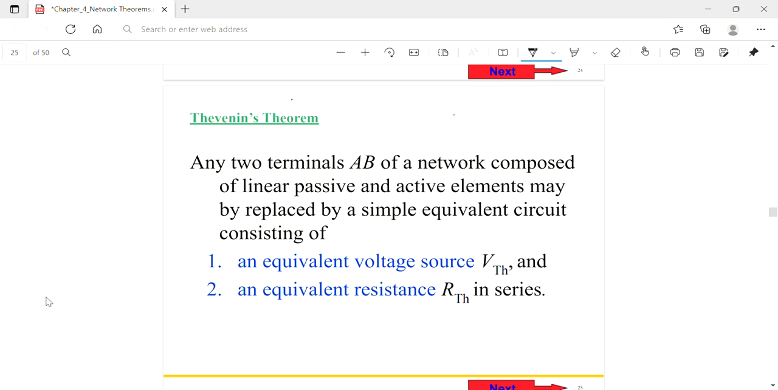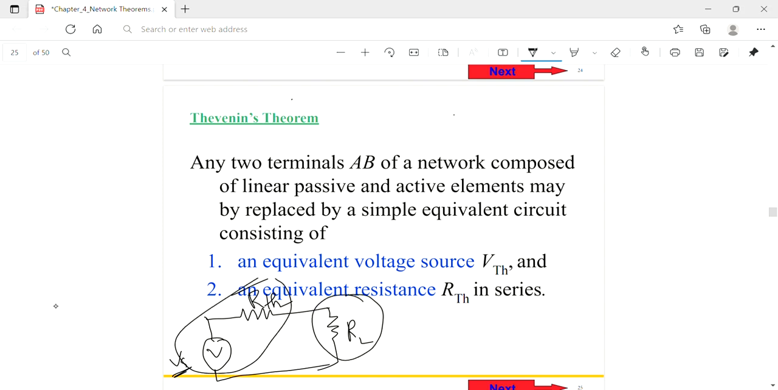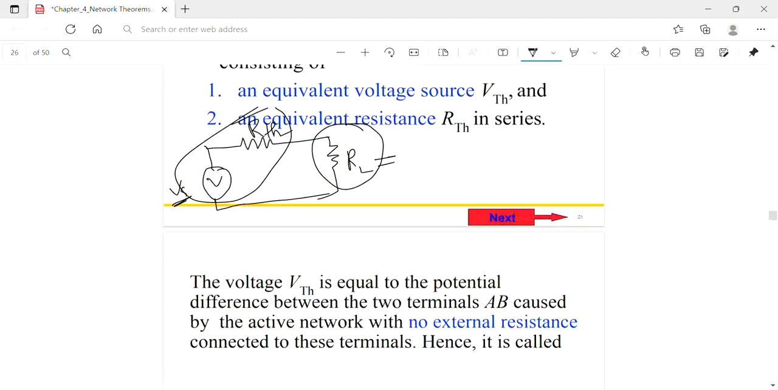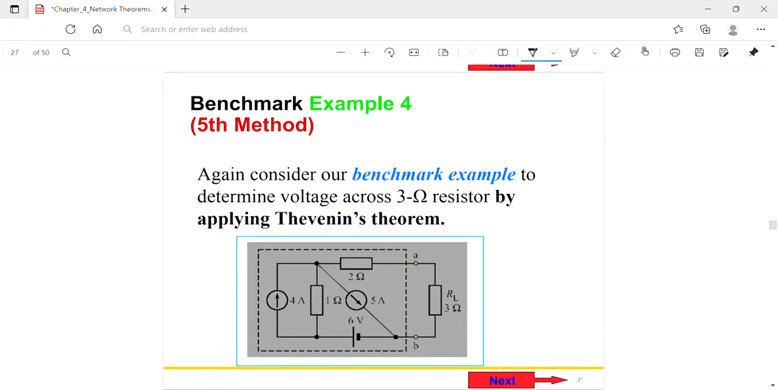So how do we solve using Thevenin's theorem? The basic idea is a circuit having a voltage source, a load resistor, and an equivalent resistor. We are given the Thevenin's voltage and resistance, and using both of these we have to calculate the current and the voltage through this load resistor. So how do we calculate? Let's directly use a numerical to understand that.